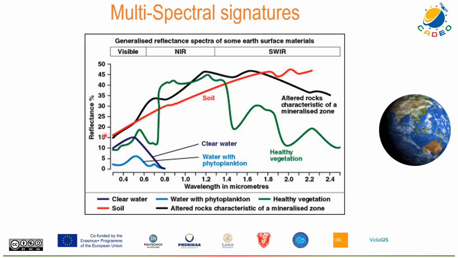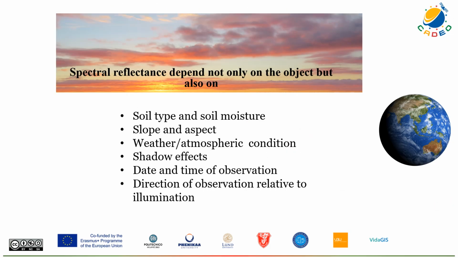This is the soil spectral signature, but that of course depends on the content of minerals of the soil and also the moisture of the soil. We have a rock spectral signature here. So this is what we are using when we try to determine what kind of object we are actually looking at from a distance, which is remote sensing.